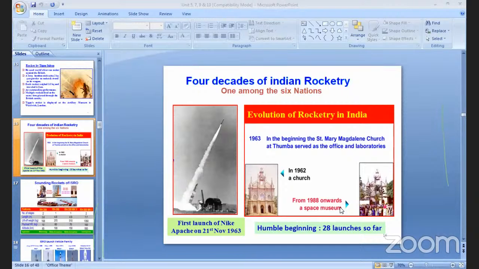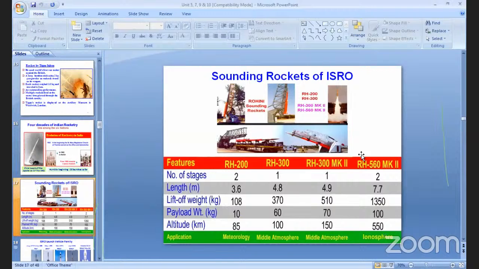The first launching was done here, Apache on 21st in 1963. Okay, before going to discussing about this one, I would like to tell you about the Indian remote sensing program.